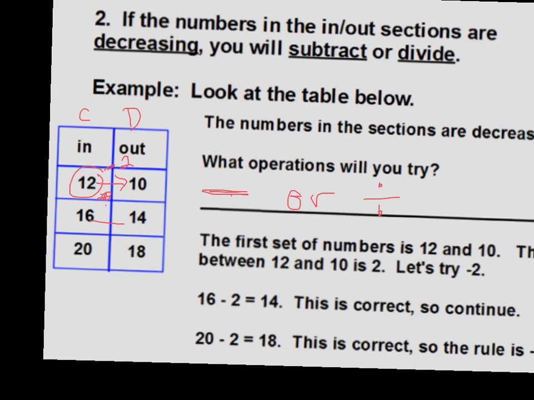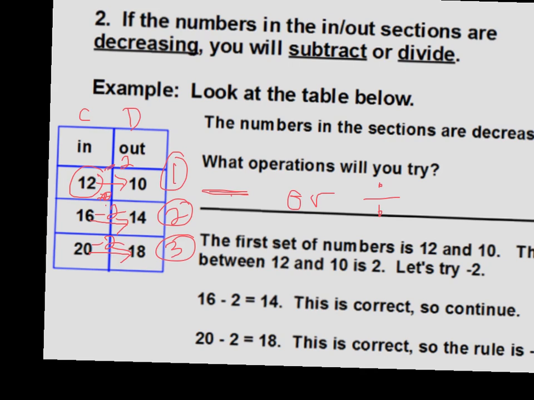Let's see if that rule works again. 16 minus 2 equals 14. Does that equal 14? It does. One more time just to make sure. 20 minus 2 equals 18. Yes. So the first set of numbers is going to be giving us an idea of what it might be. The second one, we're going to try that idea, and the third time, we're going to prove.